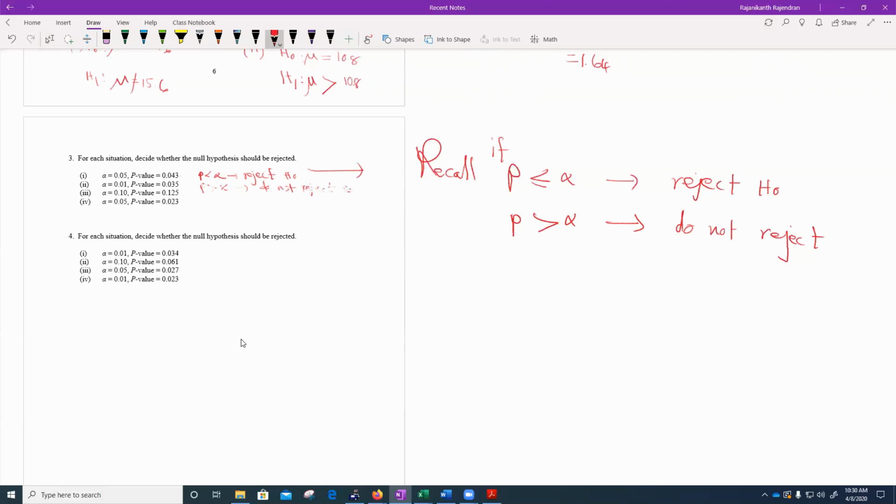Next one. Which one is bigger? Again, p-value is bigger, right? So again, the p-value is bigger. So do not reject H naught. The last one, of course, p-value is smaller than alpha. Therefore, I reject H naught. Okay. Now this is all for you. Why don't you try later?